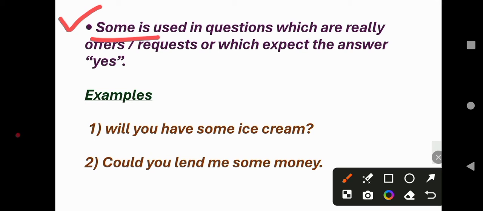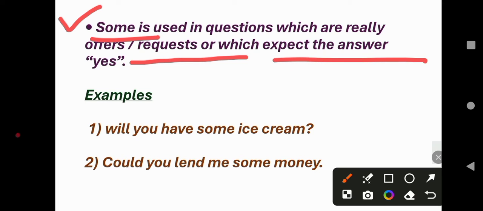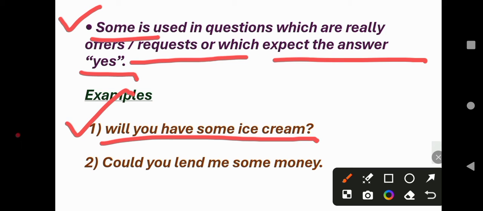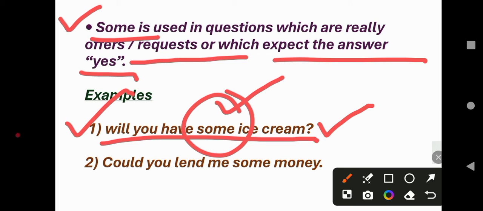The next one is, when asking a question, we often use some to make the tone more friendly and inviting. This is especially true for questions that are really an offer or a request, or where we expect the answer to be yes. Imagine you are offering someone a treat. You might say, will you have some ice cream? In this example, some is used because you are making an offer or you expect the answer to be yes. The question is really an invitation and some makes it sound more friendly and generous.